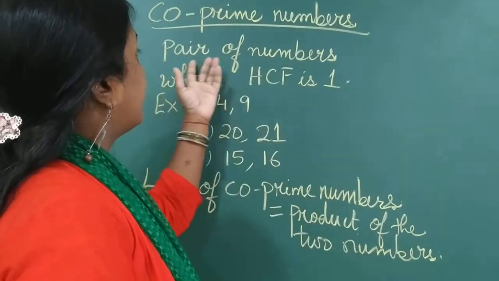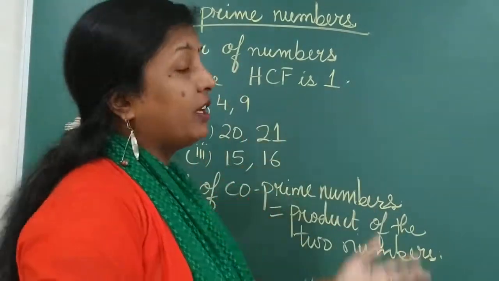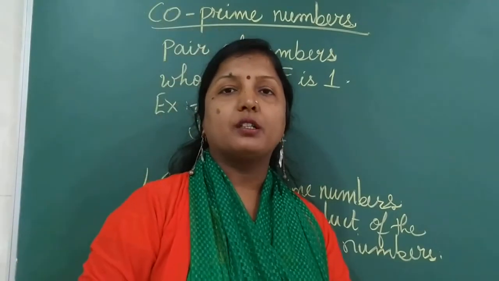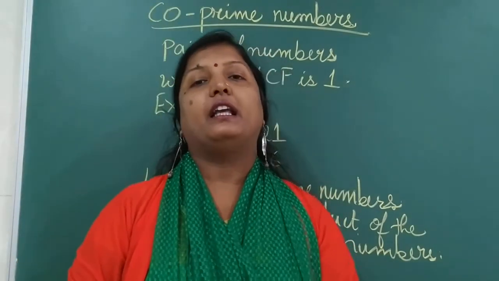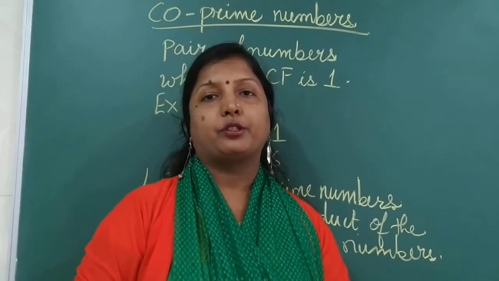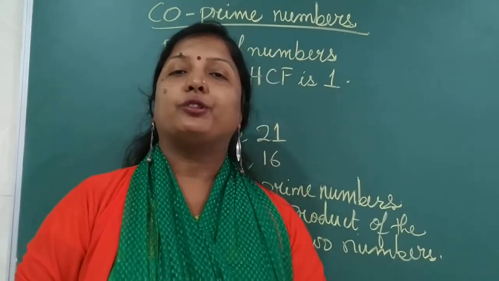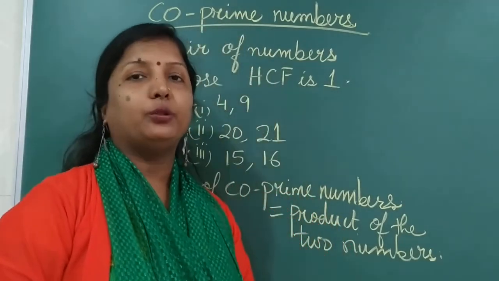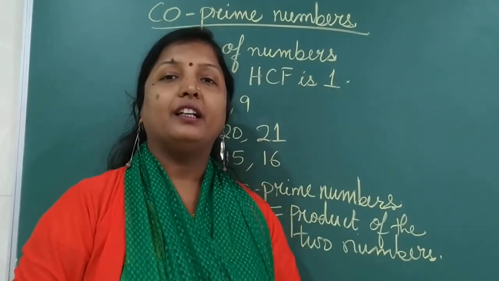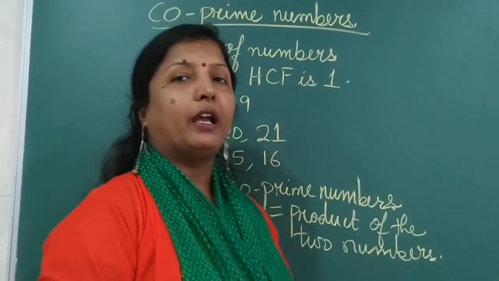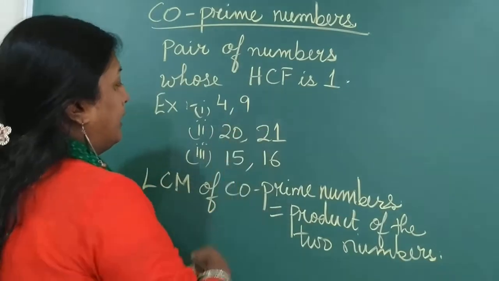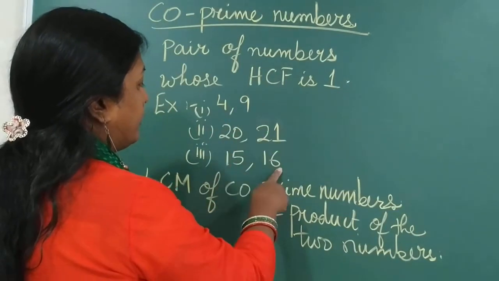As the definition says, co-prime numbers are a pair of numbers whose HCF is 1. So any two numbers, if their HCF is 1, they are co-prime numbers. You have already done HCF. So if you find the HCF of any two numbers and get 1, know that they are co-prime numbers. Say for example 4 and 9, 20 and 21, 15 and 16.